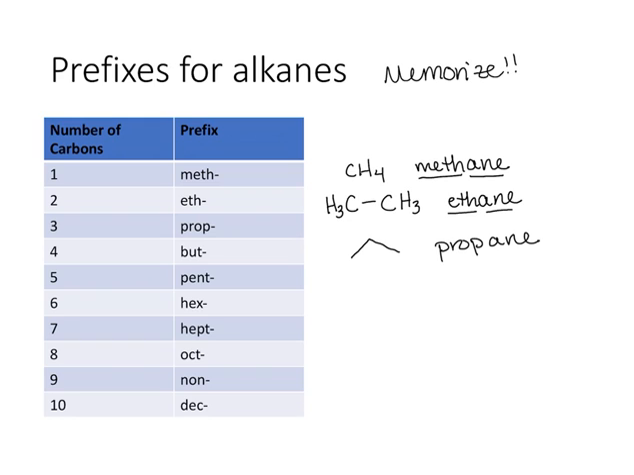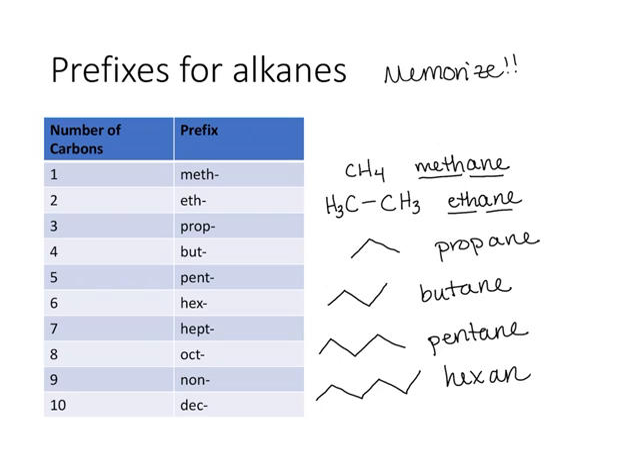And then we can keep adding carbons. So let's add one more. This would be butane. Let's add another one. That would be pentane. We can keep going. This is hexane. Heptane, etc. So we would just keep adding carbons and then using the prefix to indicate how many carbons we have. And then we use the ane ending to indicate that they're all singly bonded.